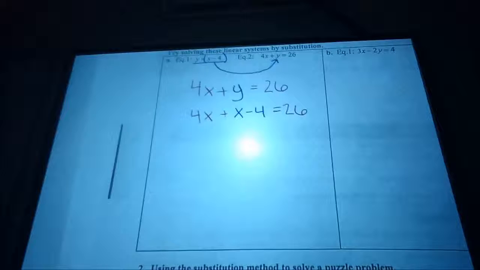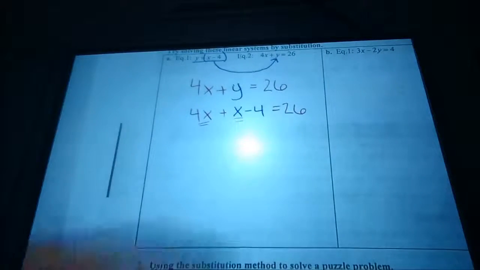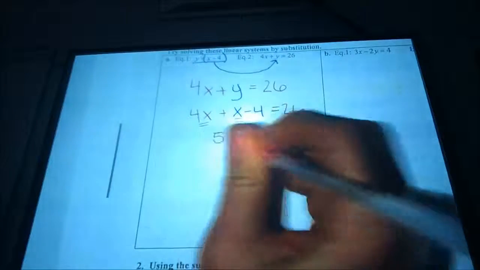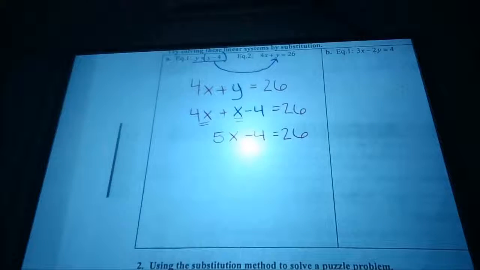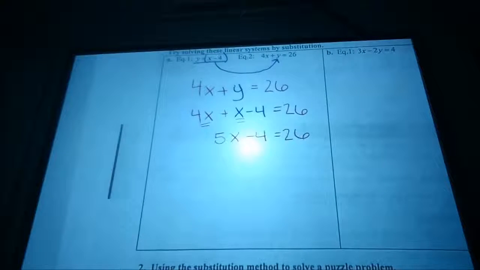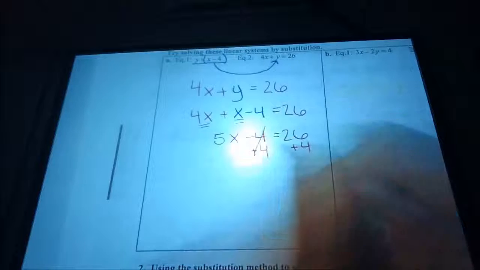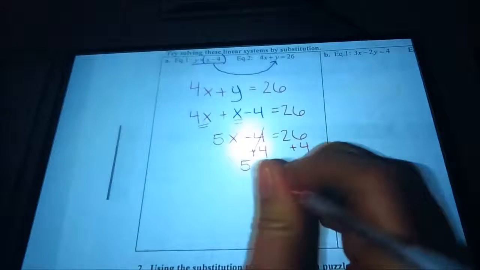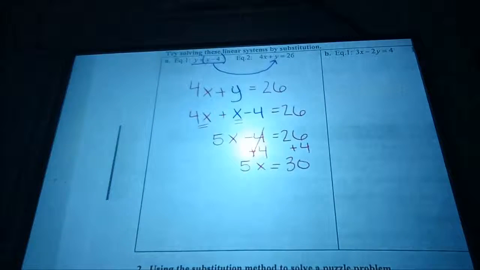Okay, what can I do to simplify this? Yeah, these two are like terms. So 4x and x would give me 5x subtract 4 equals 26. And now I'm just solving for a variable, something we've done for months. It's all about inverse operations. Where do I begin? Add 4, someone just told me. Add 4. 5x equals 30. Great. Don't run out of space here because we'll still have to determine what y is.